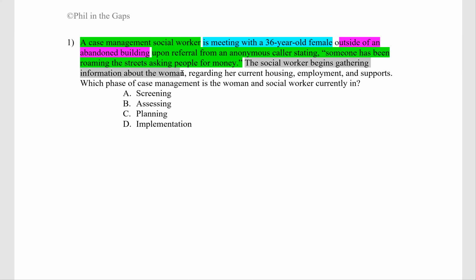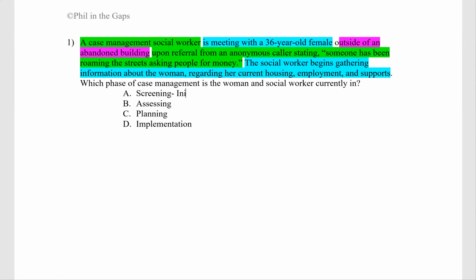The social worker begins gathering information about the woman regarding her current housing, employment, and supports. So, gathering some initial information about the person. Which phase of case management are the woman and social worker currently in? Let's define each phase and compare it back to the question to see what we're looking at in particular.